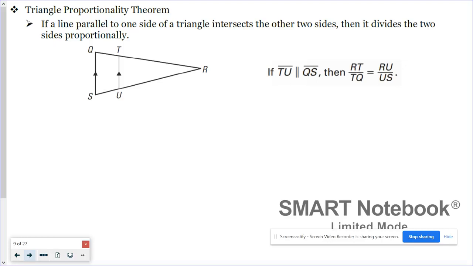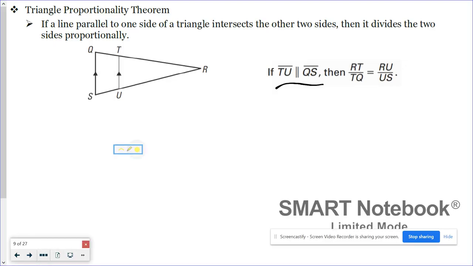It says if a line parallel to one side of a triangle intersects the other two sides, then it divides the two sides proportionally. So TU is that line that's parallel to one side of the triangle, QS. So we have this parallel relationship here, and it's saying that that line has divided the two sides of our triangle proportionally.